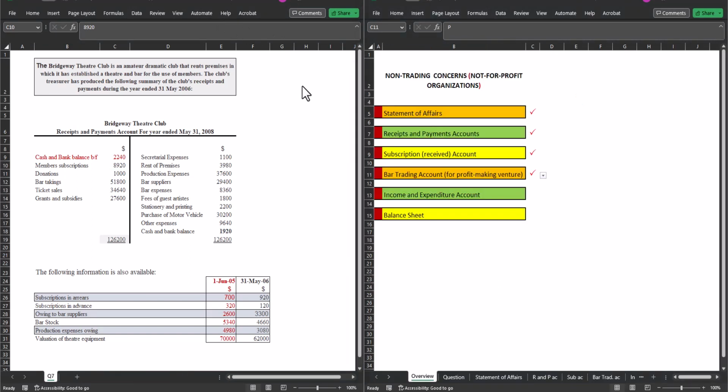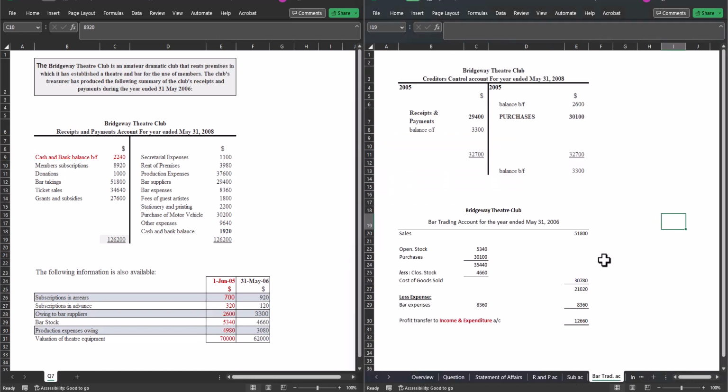Now, the next accounting record we consider is a trading account, which can be used whenever the organization, though it's a not-for-profit organization, decides to enter into some form of profit-making venture. Of course, the profit from that account or the loss must be transferred to the income and expenditure account. Now let's proceed.